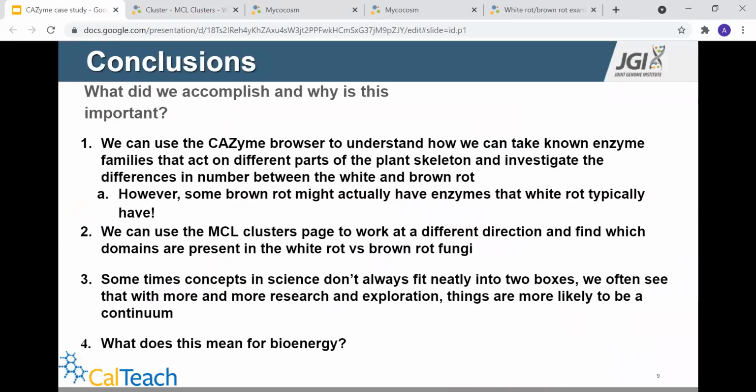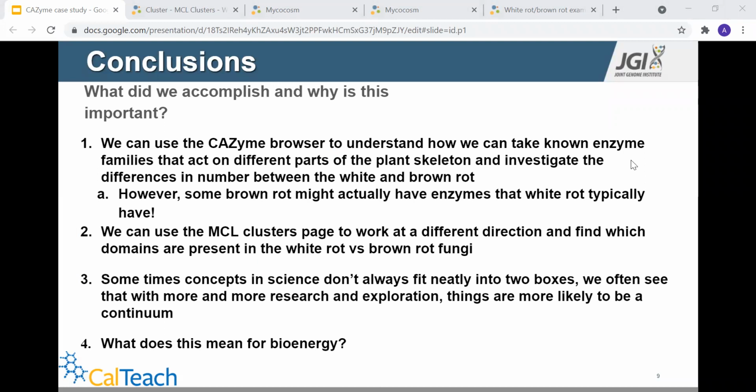So, conclusions. What did we accomplish and why is this important? First, we used the Kzyme browser to understand how we can take known enzyme families that act on different parts of the plant skeleton and investigate the differences in number between white and brown rot. We saw this in the AA2 subfamily of the Kzymes. However, some brown rot might actually have enzymes that white rot typically have. We saw this in the AA9 subfamily.